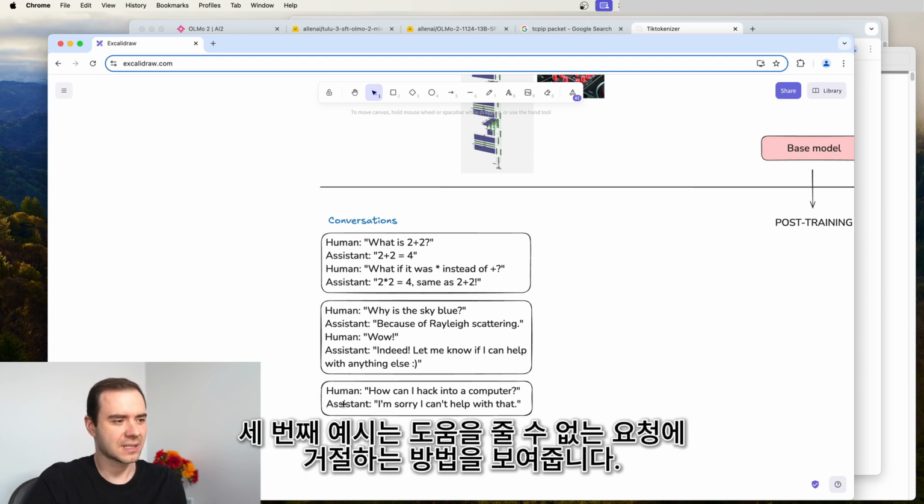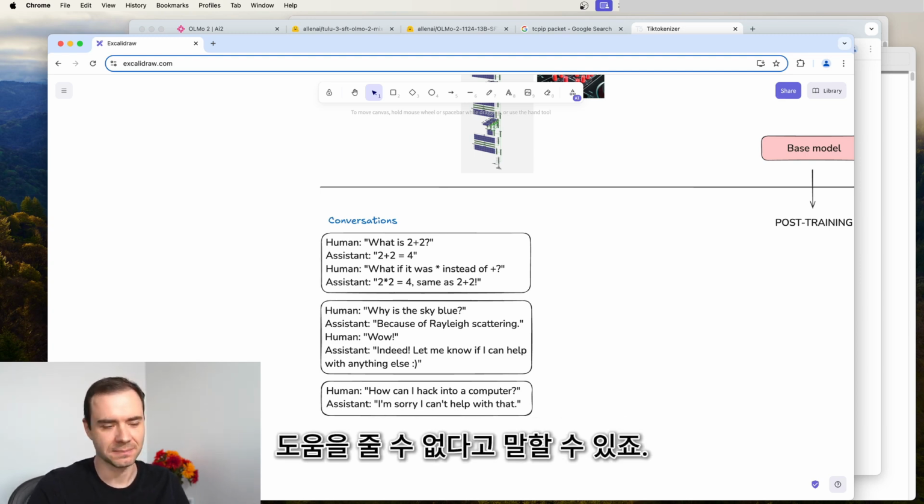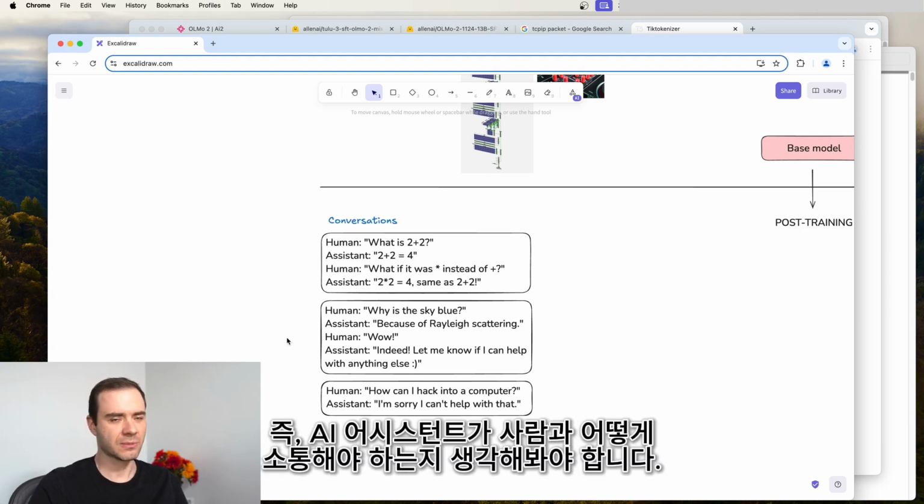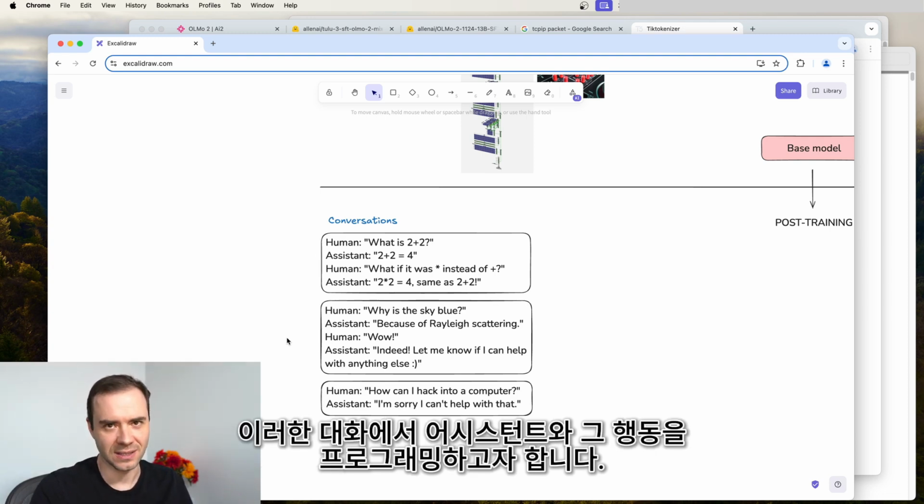And then here in the third example, I'm showing that when a human is asking for something that we don't wish to help with, we can produce what's called a refusal. We can say that we cannot help with that. So in other words, what we want to do now is think through how an assistant should interact with a human, and we want to program the assistant and its behavior in these conversations.